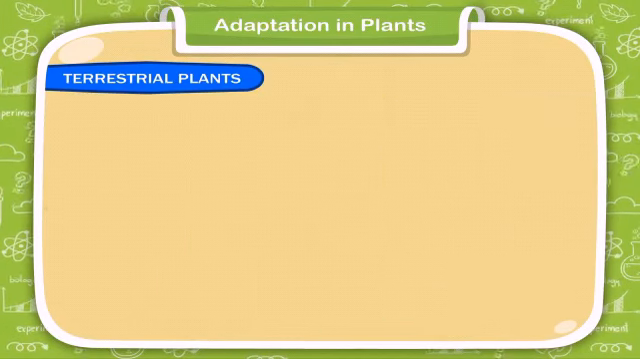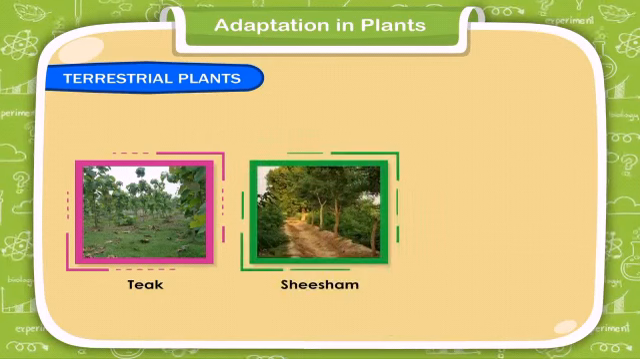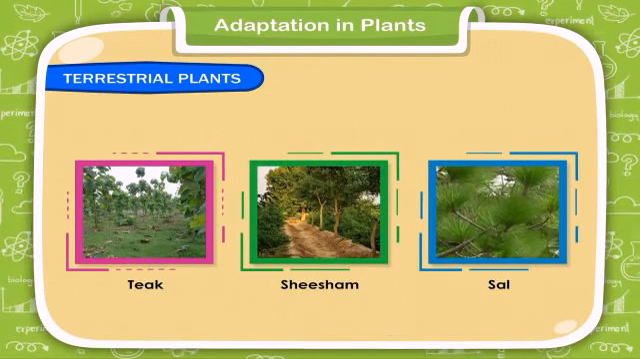summer. Some plants such as teak, shisham and sal grow best in places which experience hot summers. They shed their leaves once in a year. They are called deciduous trees.